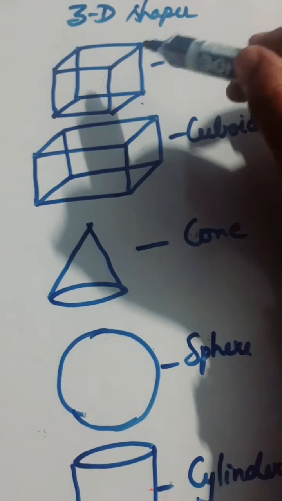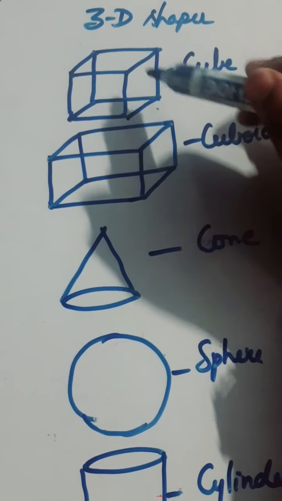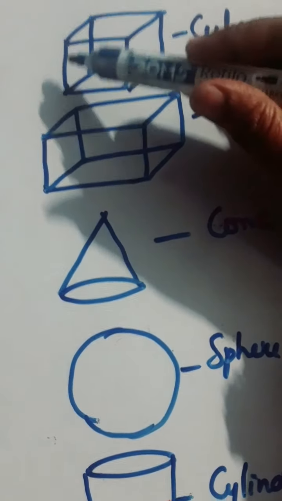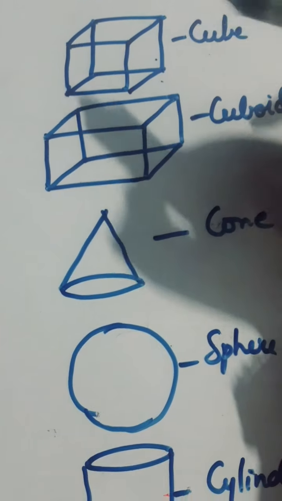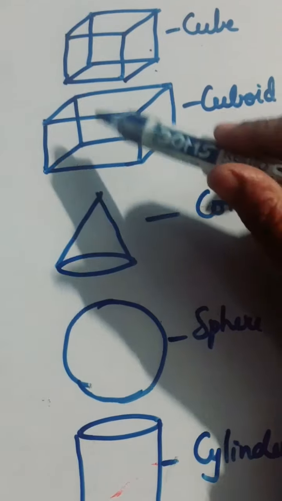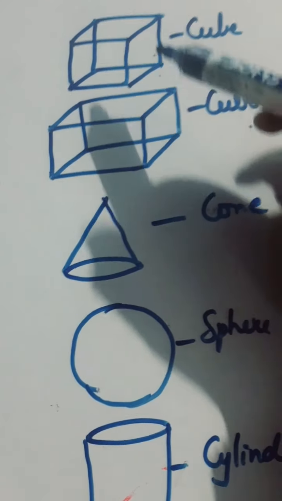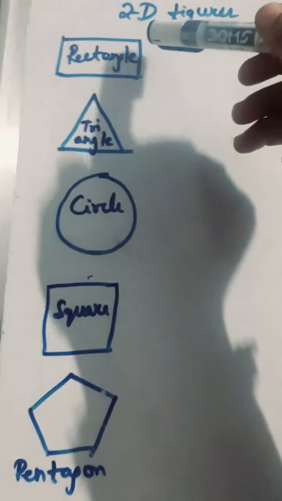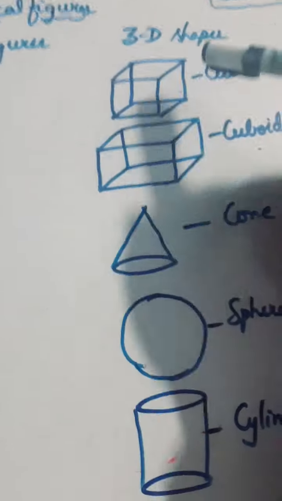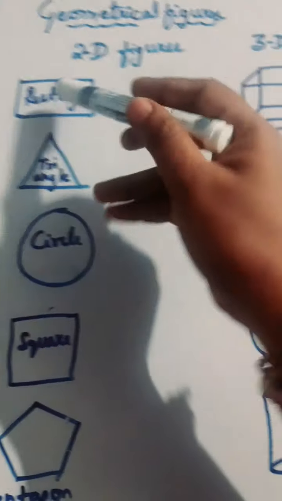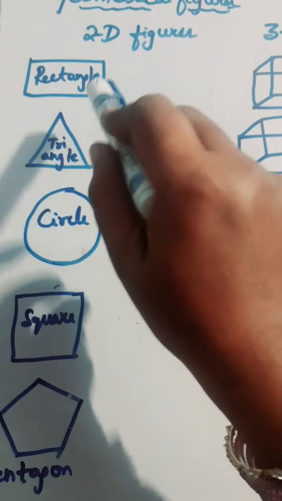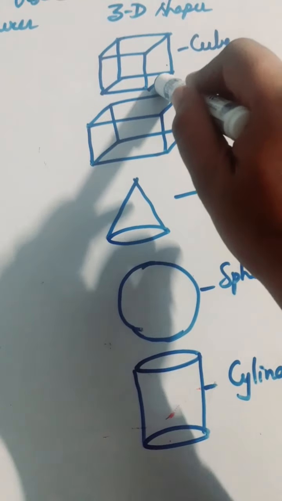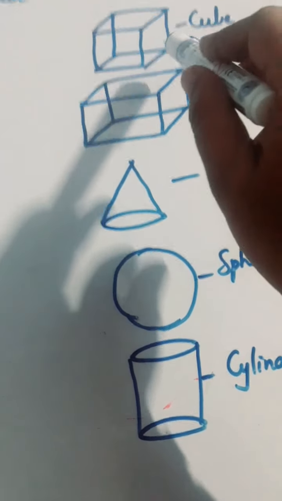Here cube is a solid, children. It is a 3D shape. Why is it called a cube? Because it has square shaped faces. Cuboid has rectangular faces. So this is the difference between a cube and a cuboid. In this way we have two-dimensional figures and 3D shapes. A two-dimensional figure has only two dimensions, that is length and breadth. Three-dimensional figures have not only length and breadth, but also height, children.